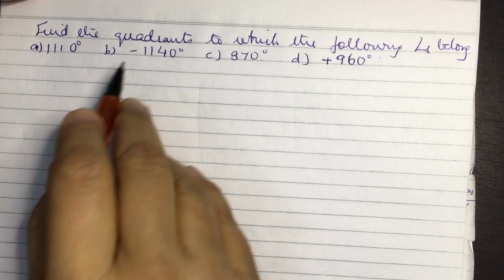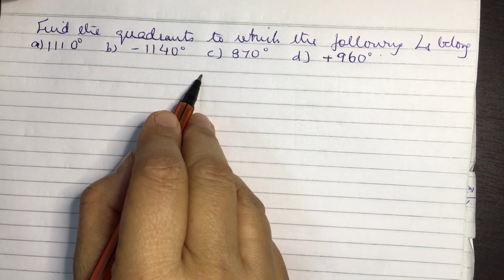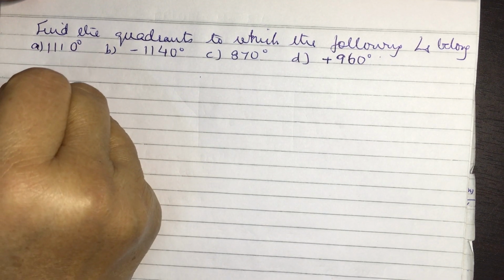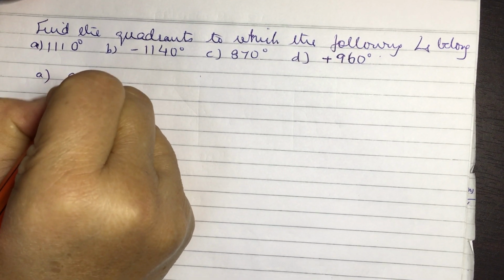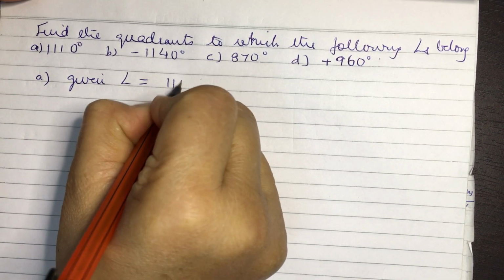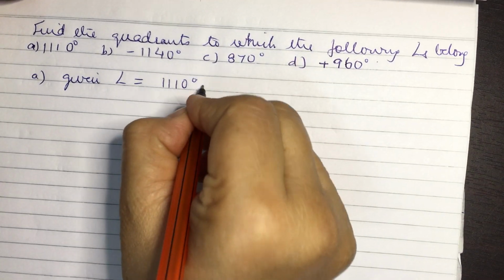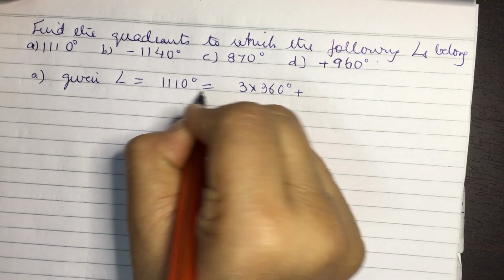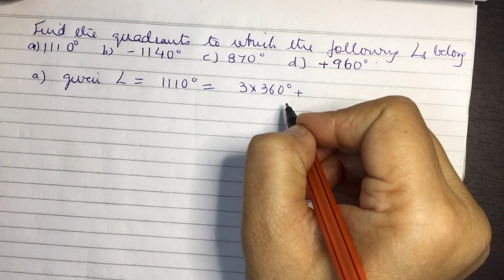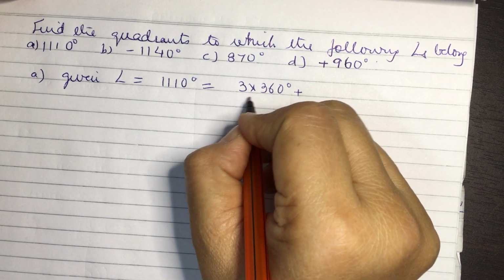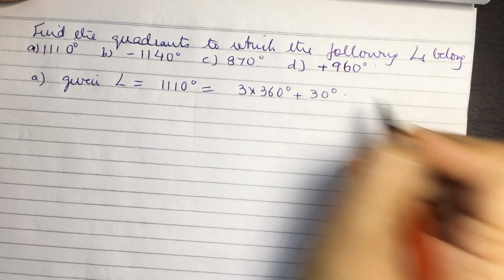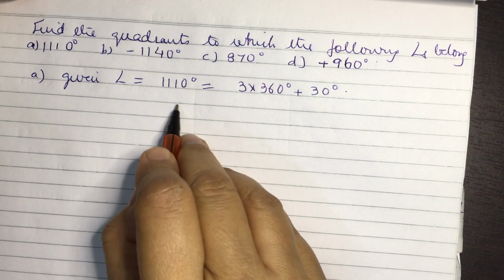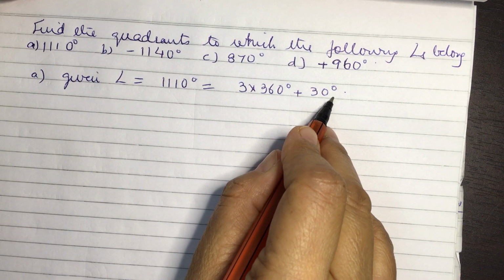Let me take up one more question which involves more than 2 circles. Okay, so let's take up this one. Given angle equal to 1110 can be written as 3 into 360 degrees plus 30 degrees, since 3 into 360 is 1080. So it means to be able to arrive at this angle, we have to execute 3 full circles and then go beyond it for 30 degrees.